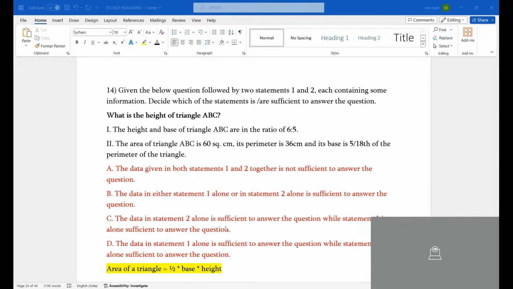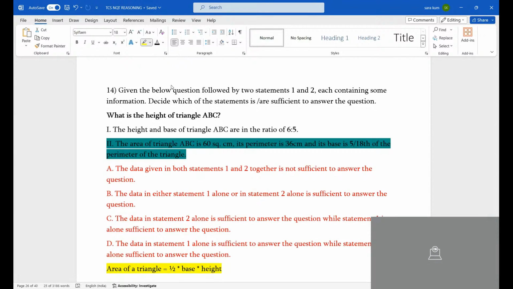Right. So what is the height of the triangle ABC? They are asking you guys to find the height. So you have to see if the given information is sufficient for you to answer this question. What is the question there? Whether you can find the height of the triangle. Okay. Now the first statement. Ignore the second statement, completely ignore it. Just see if one alone is sufficient.